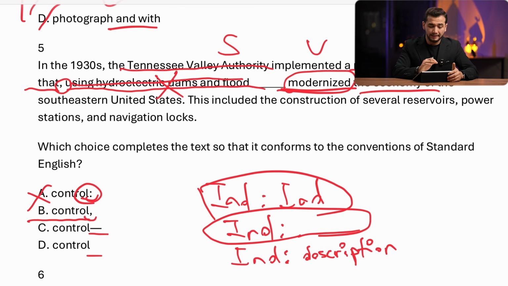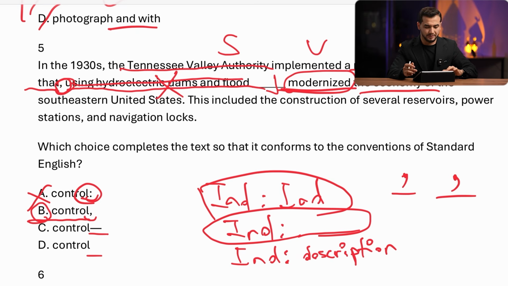So basically it's clear that this part will become non-essential, and as it's starting with a comma, you just have to end with a comma as well. So only option will be B. Okay, so take away from this, there is a comma at the beginning, and at the end there should be a comma as well. That's all.